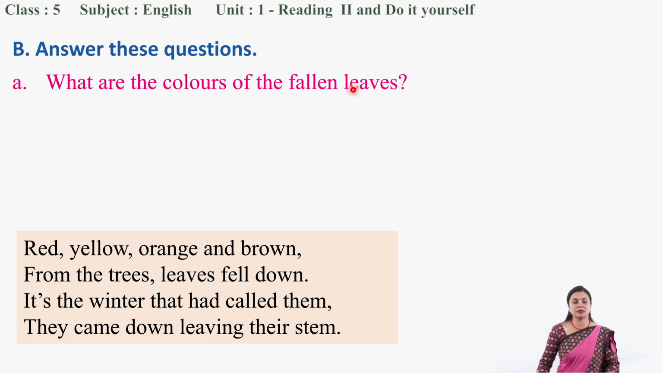What are the colors of the fallen leaves? Yes, you have to find out the colors of the fallen leaves. So what do you think? What is the answer? That's great. In the first line, you can say red, yellow, orange and brown. So those are all the colors mentioned in the poem for the leaves. So how can you write the answer? Can you tell me how you write this answer?